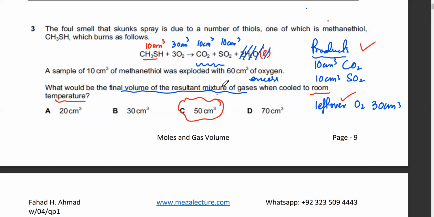He's not saying find the volume of the products. He's saying find the volume of the resulting mixture of gases. So the end product is that you'll have your products, but there's going to be leftover oxygen as well. So the resulting mixture of gases would also include the leftover oxygen gas in this case.